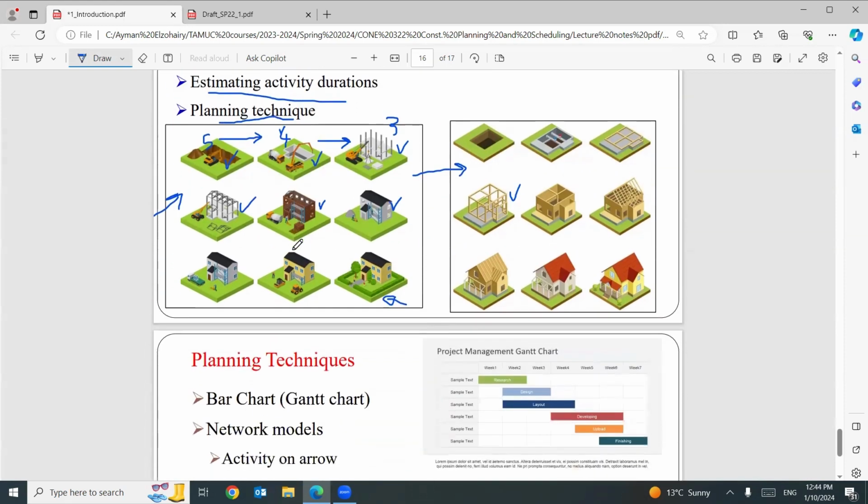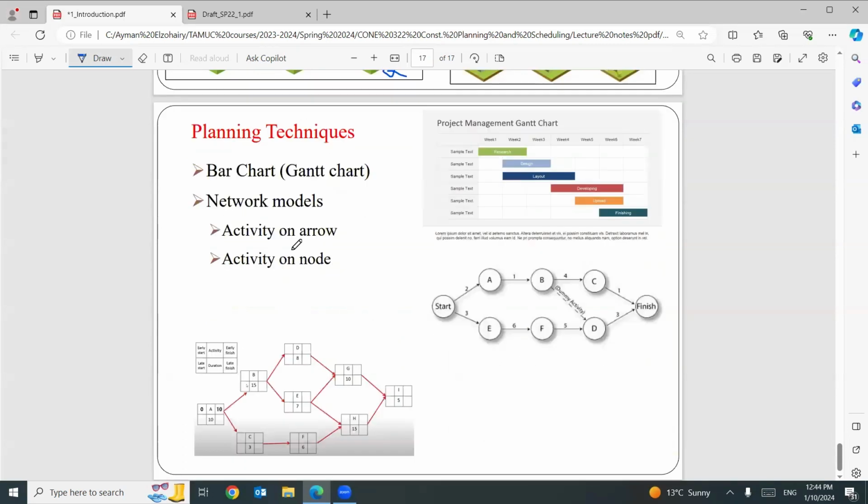Planning technique. For planning, we have different techniques that will be covered in the next video. We have the first one, bar chart, Gantt chart, or network models. This is a bar chart. You are going to put your activities in different bars like this. And also we have network models, activity on arrows like this one, activity on node like this one, and we will discuss this in more detail in the next video.